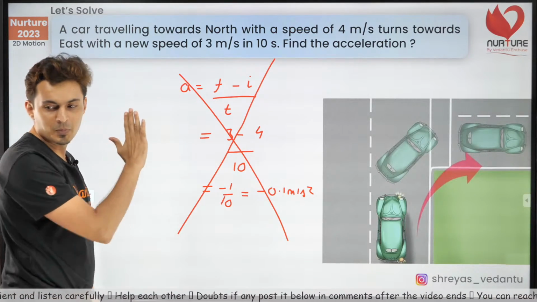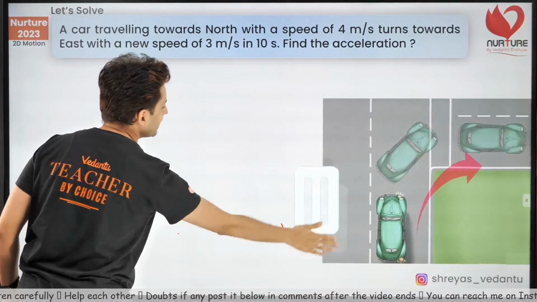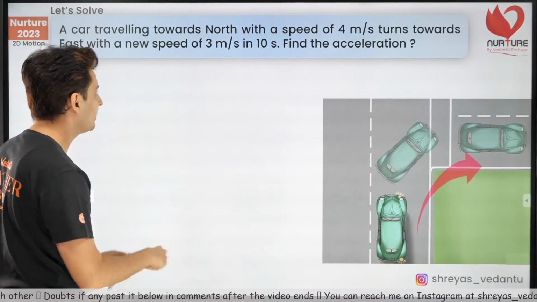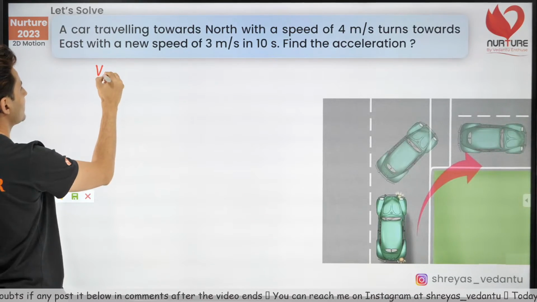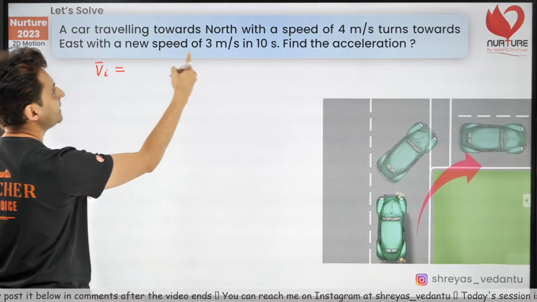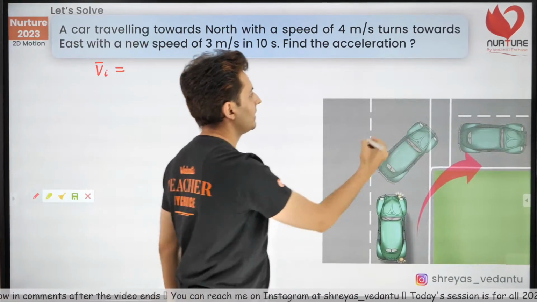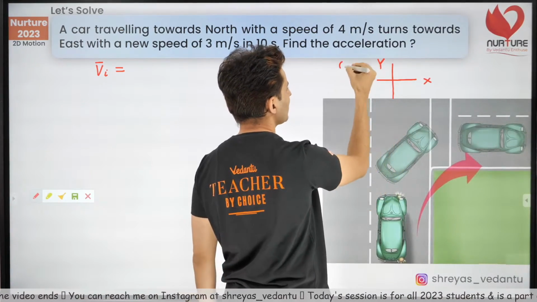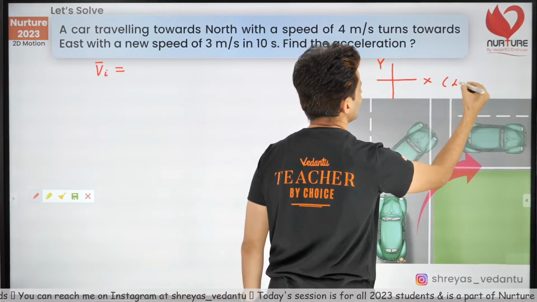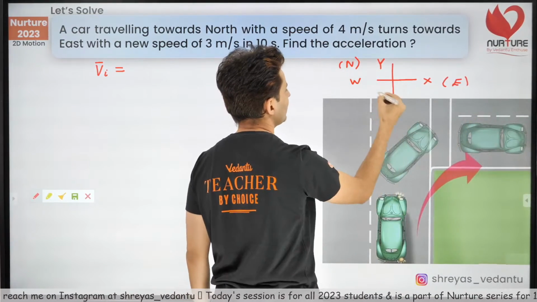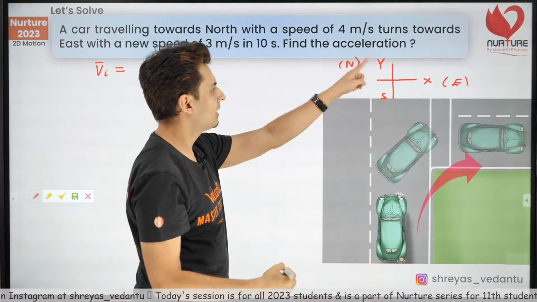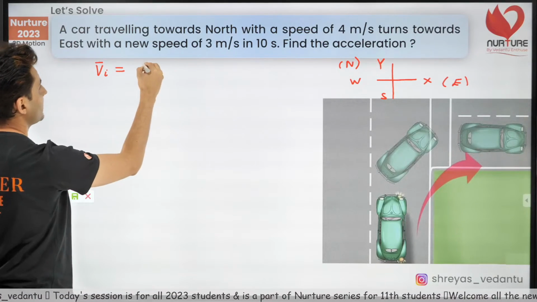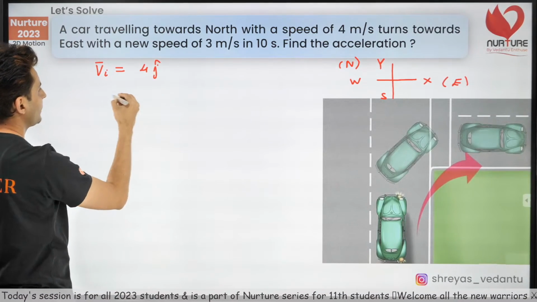Yeah, be careful. Yes, this is wrong, obviously wrong. Start using 2D vectors. That's what I have taught you. Write down everything that is known to you. Initial velocity 4. Okay, let's do one thing. Let's take this as x, this as y. This is basically north, this is east, this is west, this is south. North, east, south and west, obviously. So initial velocity is 4 j cap.